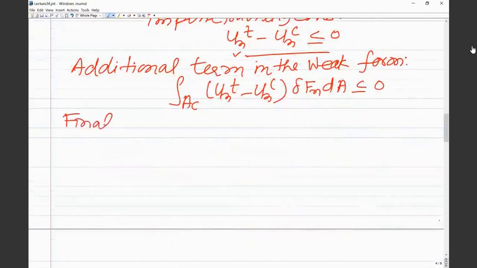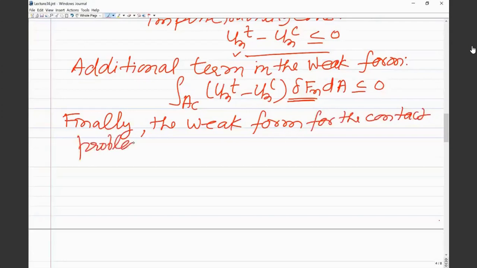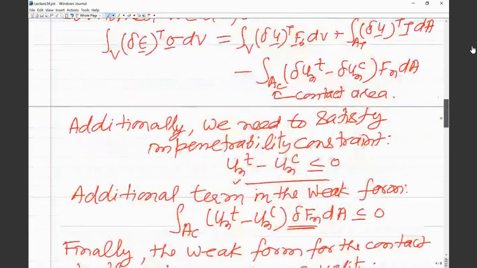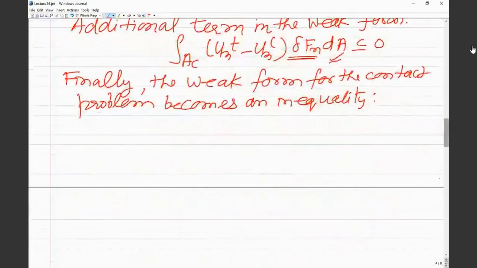Now if we look at the final weak form for both target and contactor bodies together, keep in mind here that delta Fn is actually positive, and that is why this integral is less than or equal to zero. So finally, the weak form for the contact problem becomes the combined weak form, and that is an inequality. We have to add what we have just done to what I have written over here, and then we will have the total weak form for the combined system.